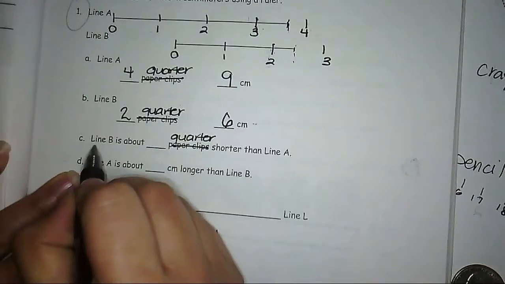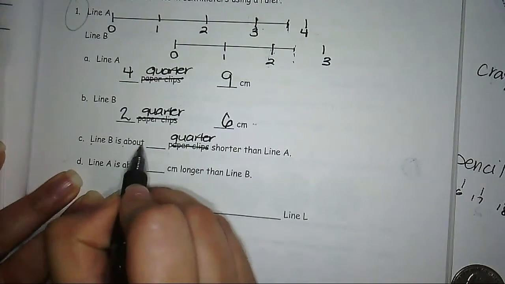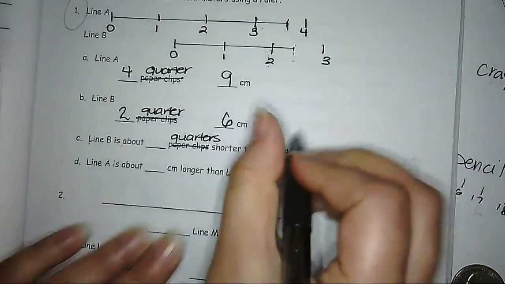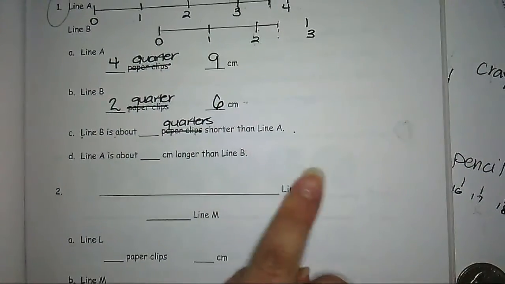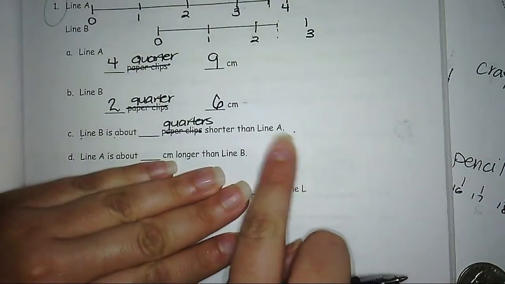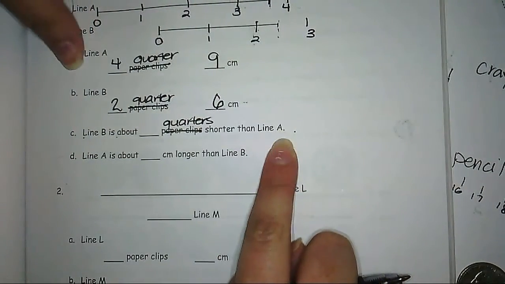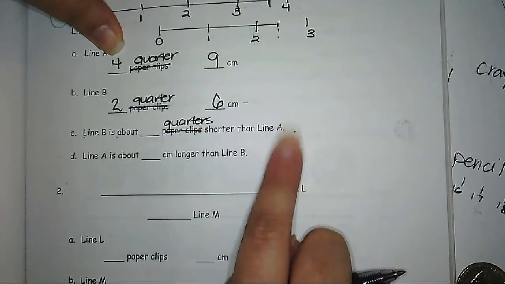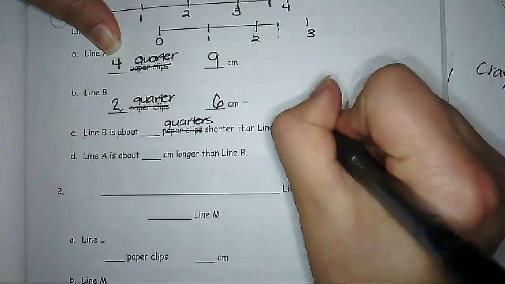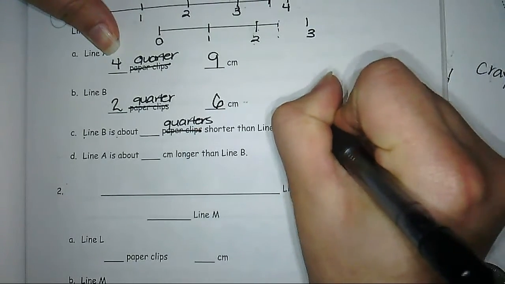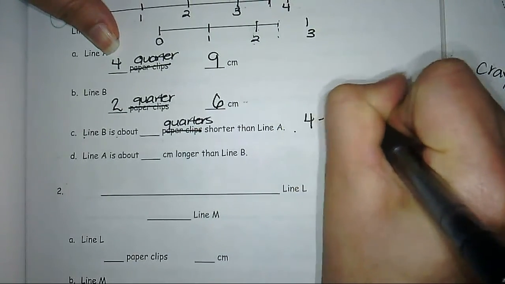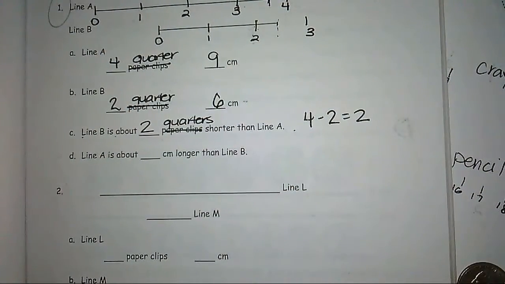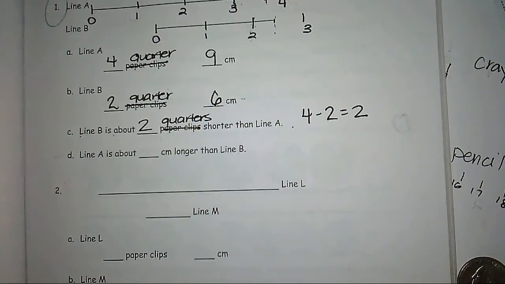Question C says, line B is about how many quarters shorter than line A? So I told you we were going to write a comparison problem. So I write line B is 2 quarters, line A is 4 quarters. So I'm comparing, and I will write a subtraction problem that says 4 minus 2 equals 2. So line B is 2 quarters shorter than line A. And it's about.